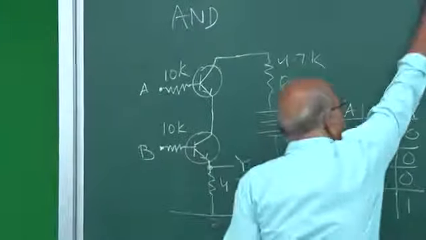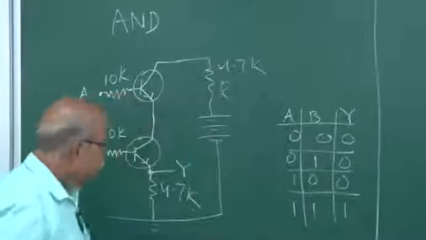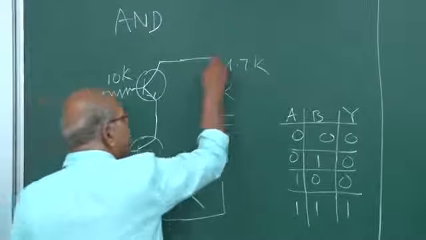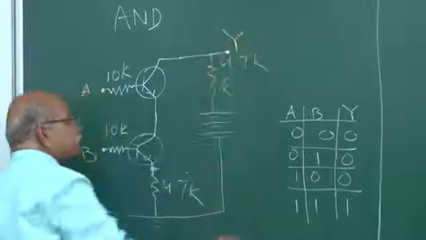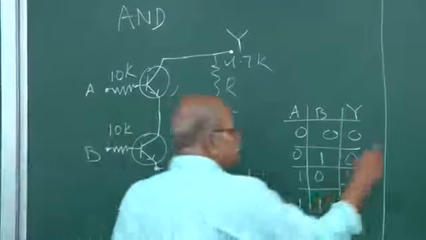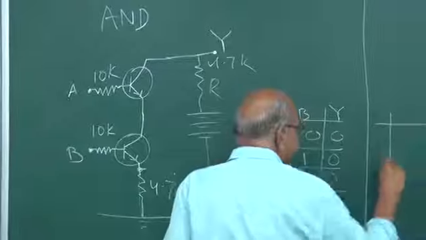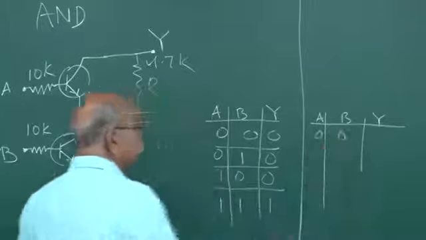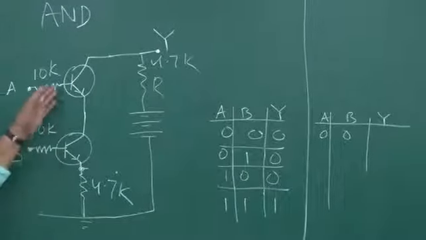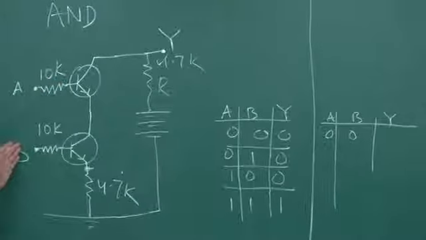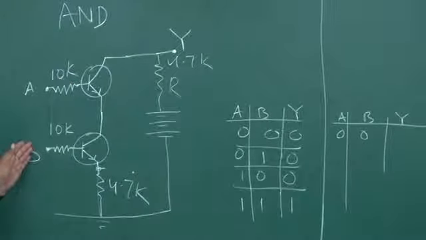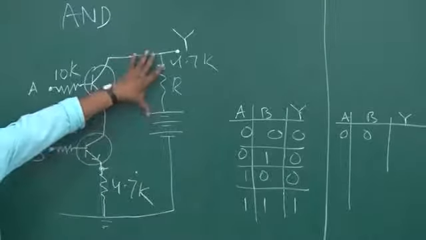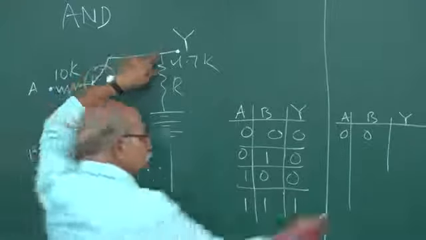And if I take the output from this point here, what will happen? Suppose this point I say is Y, then what happens? In that case, 0 0, let us see what happens at 0 0. I have already described, if this is 0, this is 0, both the transistors are in cutoff mode, no current here, no current here, and therefore this potential will appear here. So this will be high, so this will be 1.